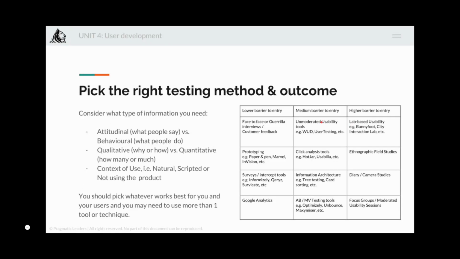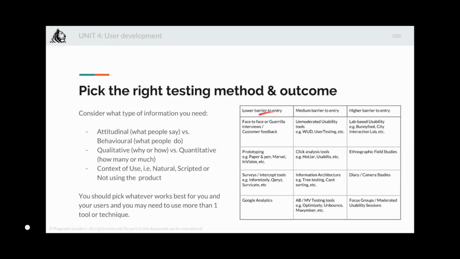Jumping back, so pick the right testing method and outcome. Okay, so attitudinal versus behavioral, that's one way to look at it. Qualitative versus quantitative, that's tier two, and tier three is context of use. You can obviously layer these tiers one over the other, or you can just use one exclusively. It's up to you and what you need in that particular scenario. As regards the tools or the different methodologies, you will very soon understand what unmoderated usability tools are and so on. You'll get to know that very soon.